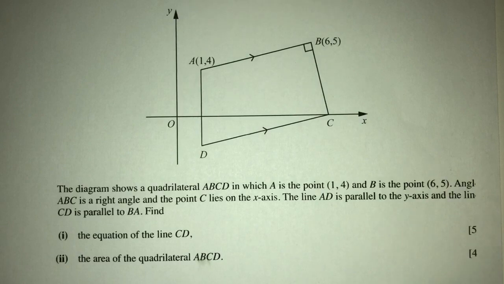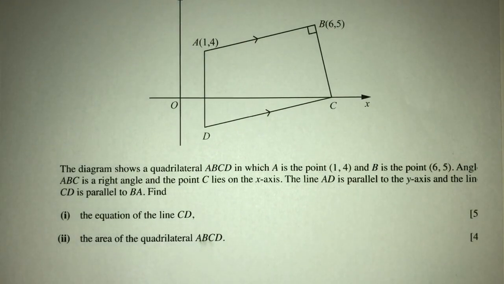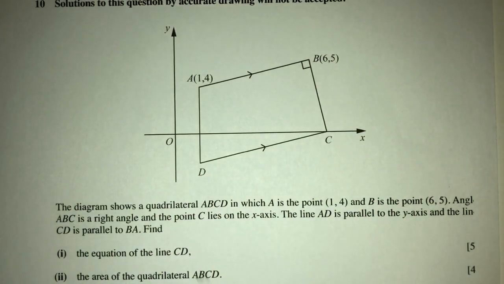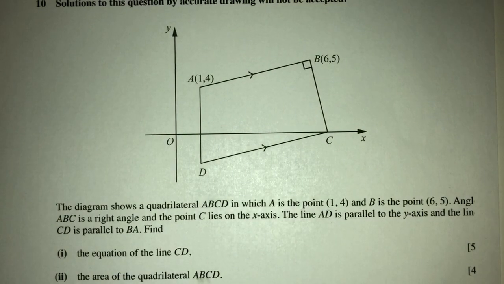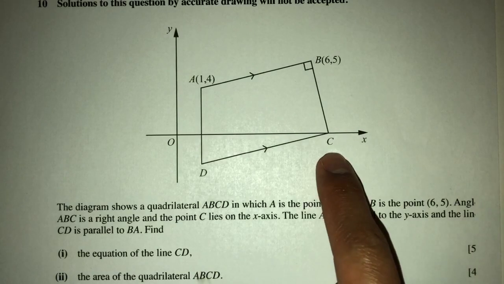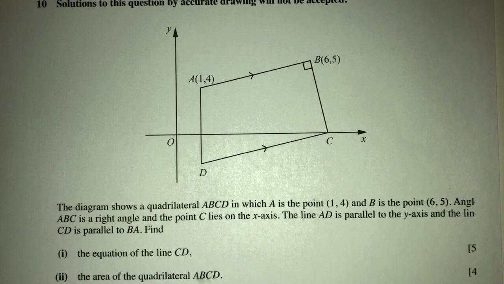Okay, now part 1, we have to find the equation of the line CD. So let's think how we can find this. To find the equation of a line, we must find its gradient. That's the first thing. And also we have to find a passing point, right? So for the passing point, you can either find the point C or the point D. It is up to you. Whichever you think is easiest, you can just do that.